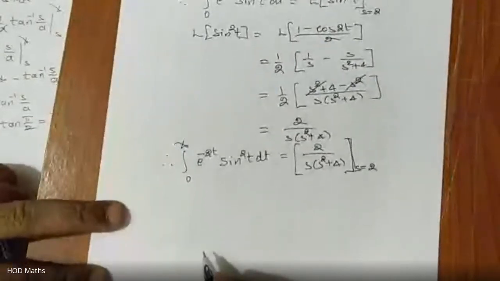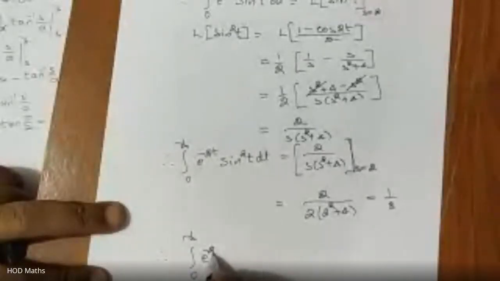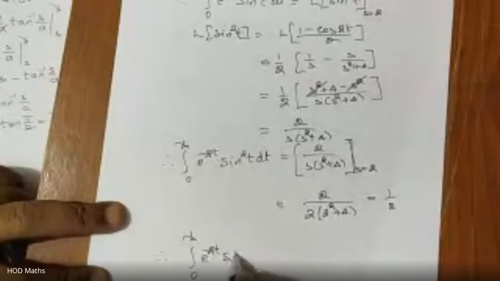So what is the answer? This will be equal to 2 over 2 times (2 squared plus 4), which is 1 by 8. Therefore, the integral from 0 to infinity of e power minus 2t sine squared t dt will be equal to 1 by 8. So this is how I can evaluate definite integrals using Laplace transforms. One more example I consider.